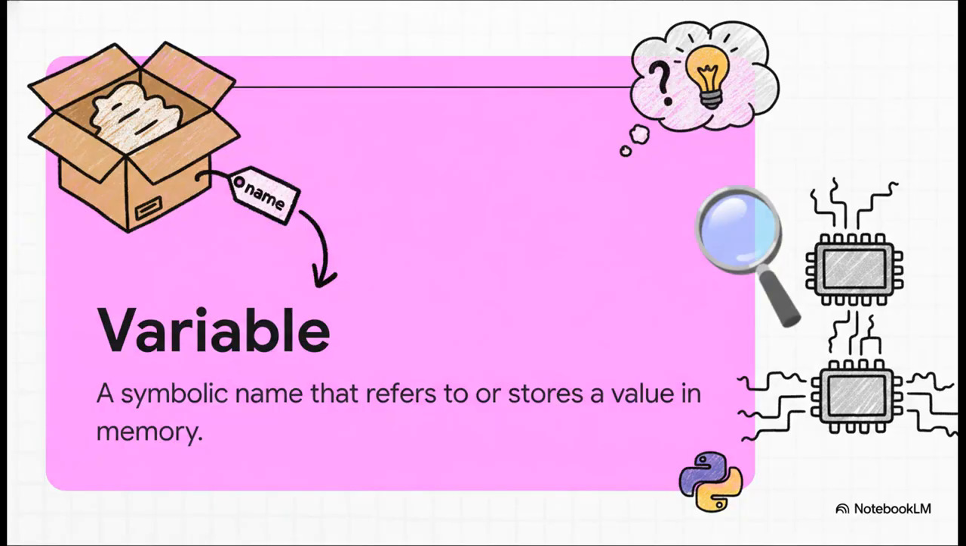So what exactly is a variable? The best way to think about it is like a labeled box or a container. The official definition calls it a symbolic name that stores a value in memory, which sounds a little technical, but all it really means is we give a name to a piece of data so we can easily find it and work with it later.